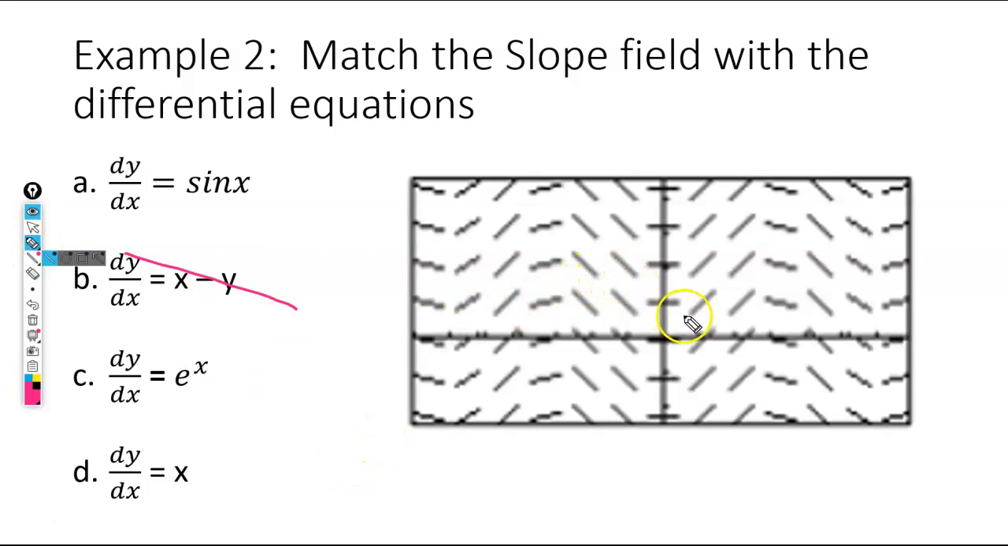Let's look for some zero slopes now. I have zero slopes when x equals 0. If you plug 0 in here, you don't get 0. If you plug 0 in here, you just get 1. So that's not the answer. If you plug 0 in here, you do get 0. And if you plug 0 in here, you get 0. So now we're stuck between these two. So let's pick another point here.